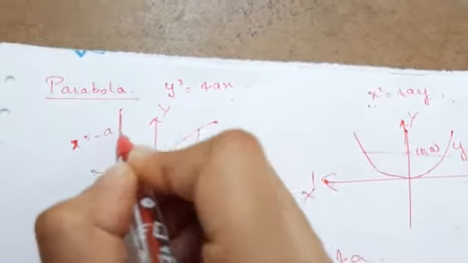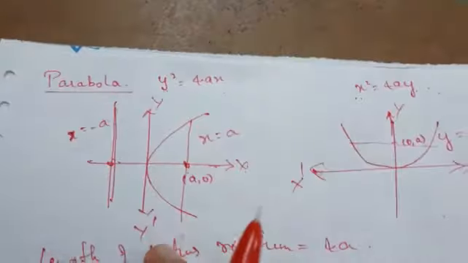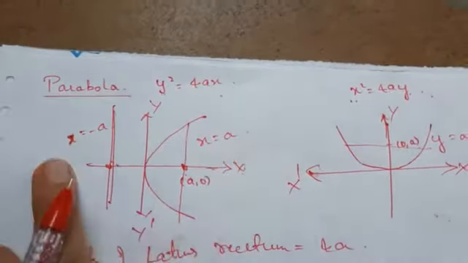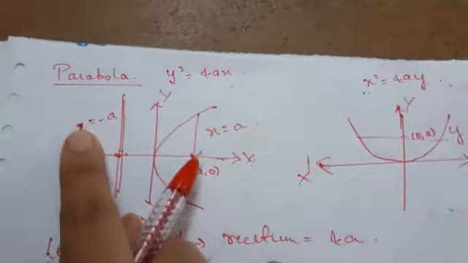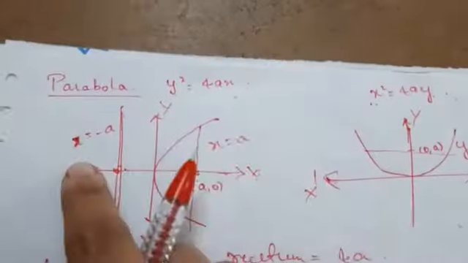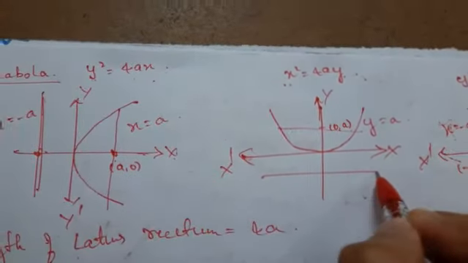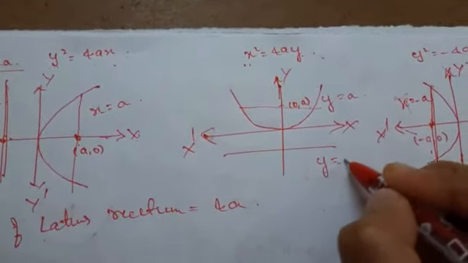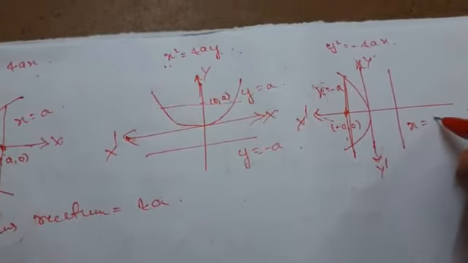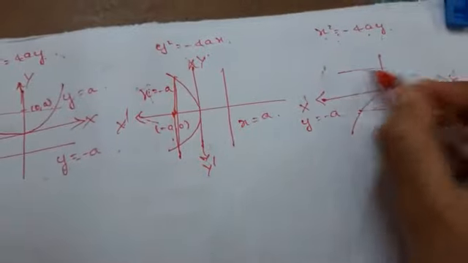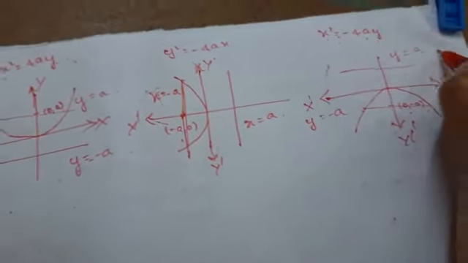X is equal to minus a. So the directrix of a given parabola is nothing but the same equation as the equation of latus rectum with the opposite sign of a. Here the equation of directrix in this parabola is x is equal to minus a. Here the equation of directrix is y is equal to minus a. Here the equation of directrix is x is equal to a, and here the equation of directrix is y is equal to a.